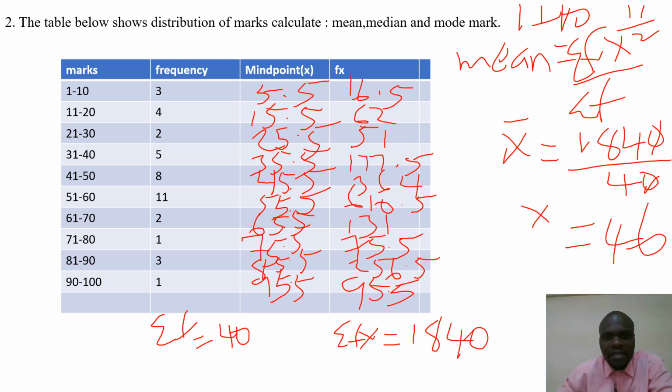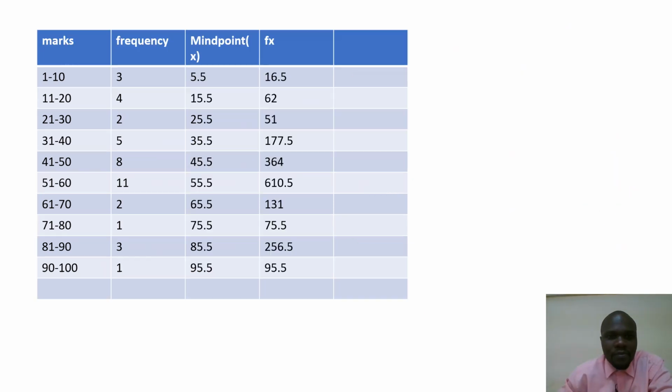So next, let us get the median. For us to be able to get the median, remember we had this. What we need to have is a cumulative frequency. And remember we had the cumulative frequency with the above frequencies. So here we have 3, so that you can have the cumulative frequency here.